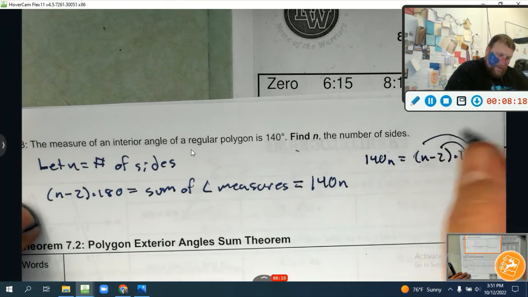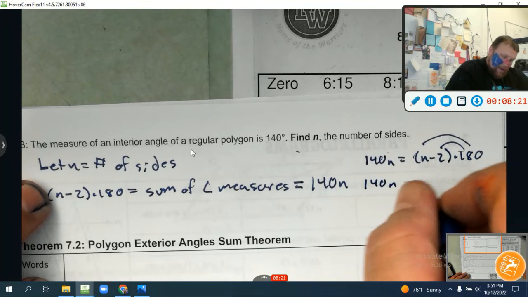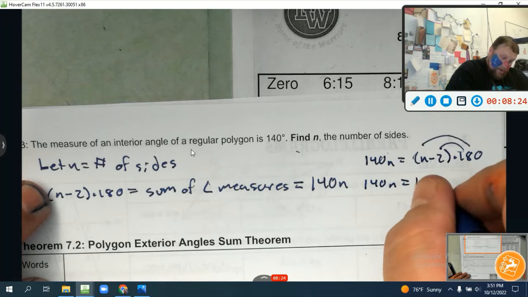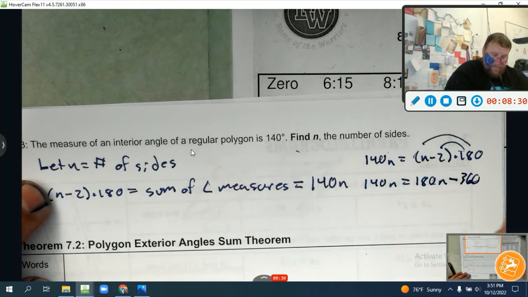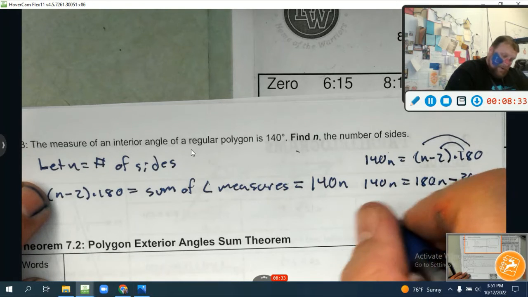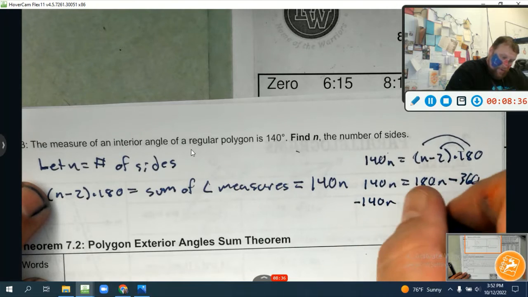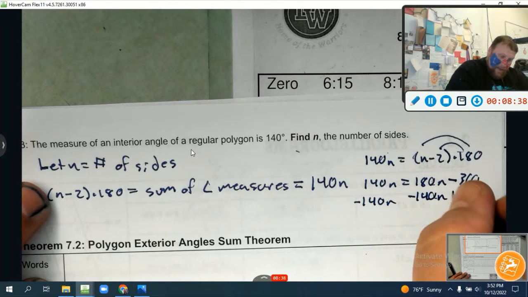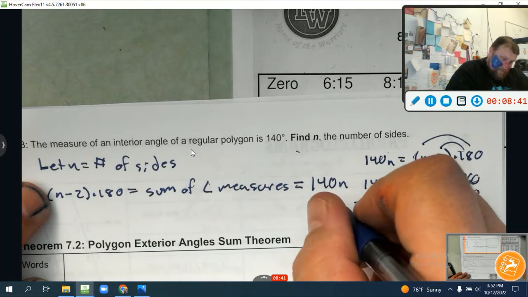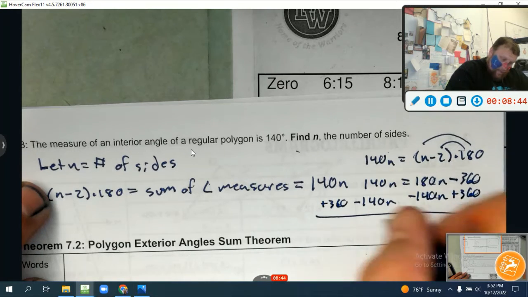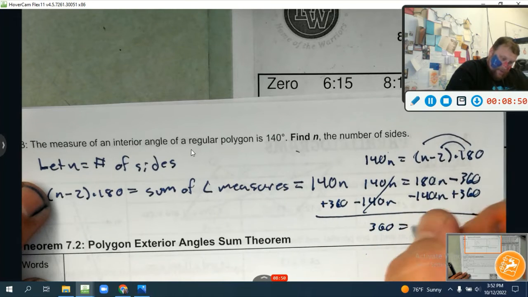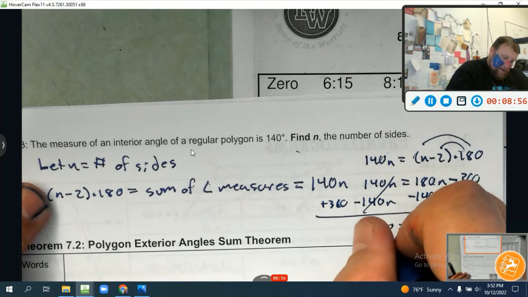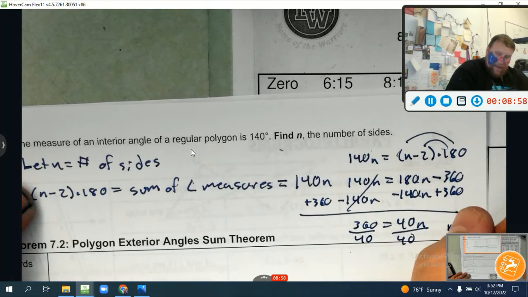I'm going to distribute this. So I get 140n equals 180n minus 360. I am going to subtract 140n from each side. I like to keep this positive. I'm going to add 360. What do I get? I'm going to move this 360 over here because that's gone. I get 360 is equal to 40n. And when I divide both sides by 40, I get that n equals 9.